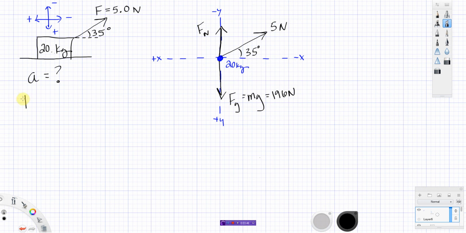And you know what? Actually, let's make that part of the problem. What is the normal force? That's going to be the other question. Two questions. What is the normal force? What is the acceleration of the box? Okay. This is my free body diagram. It's ready to go.